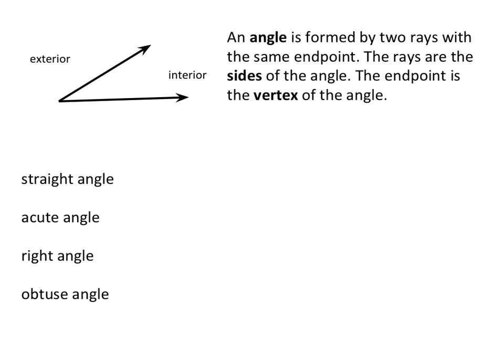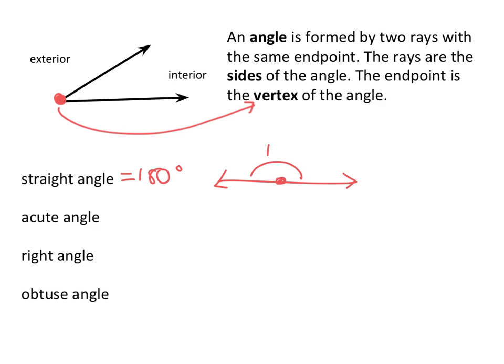When you're talking about angles, an angle is formed by two rays with the same endpoint. So here's my same endpoint. The rays are the sides of the angle, so this is one ray and this is the other ray. The endpoint is the vertex of the angle, so this is the vertex of my angle. Here I have the interior, so the inside of the angle, and the exterior, the outside of the angle. A straight angle always will equal 180 degrees.